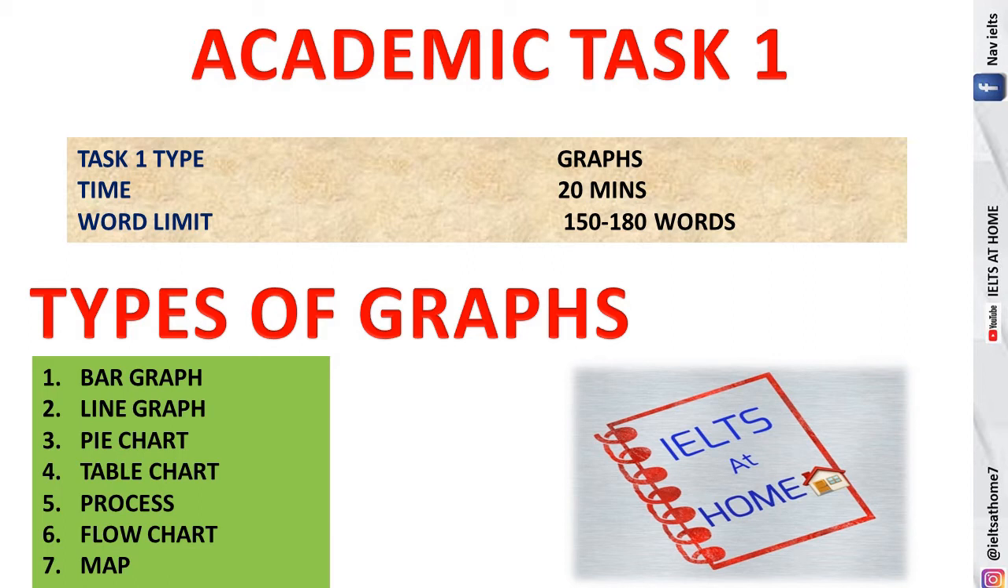So there are 7 types: bar graphs, line graph, pie chart, table chart, process, flow chart, and map. Now we are going to discuss all these graphs one by one with their image so that you can identify them easily and understand them.